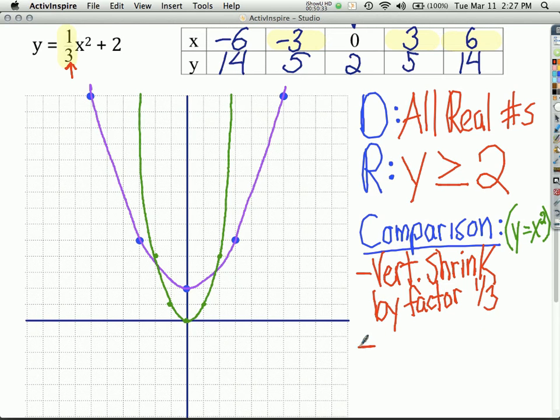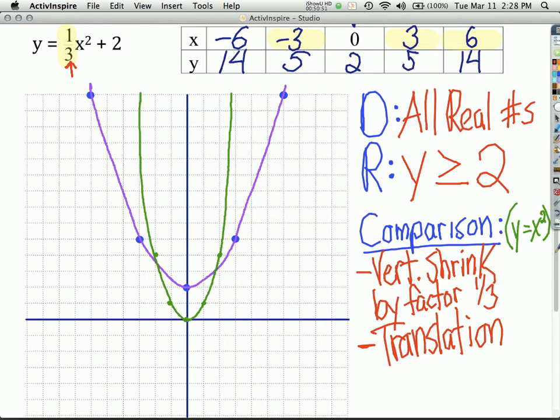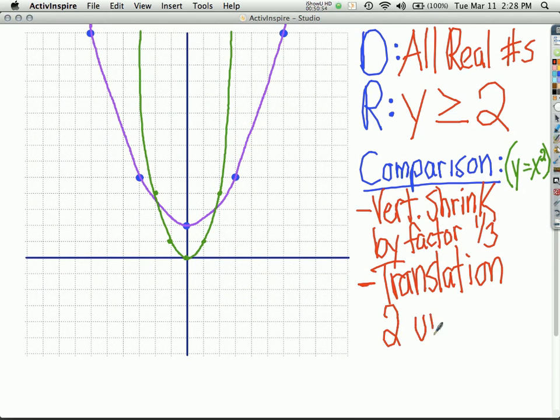The second part is how do we get this to move up? That's called a translation. We translate the vertex up 2 units. So this is a translation 2 units up. Again, the point of the comparison is to be able to look at this graph and get the other graph from it. So if I vertically shrink the green one by 1/3 and translate it 2 units up, I end up with the purple one.